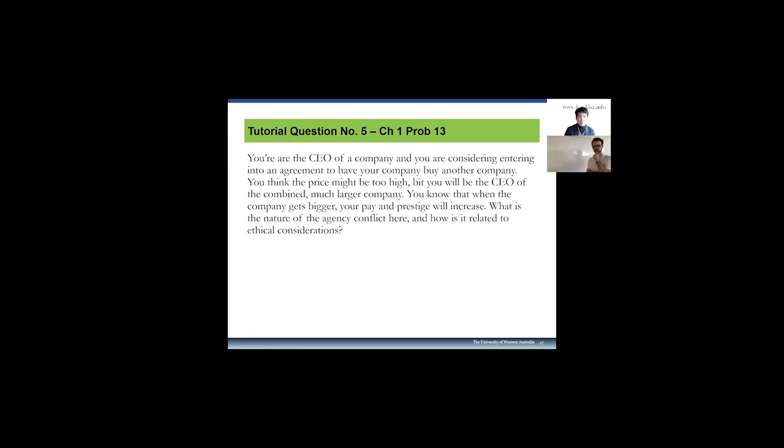Well, so we're told a few things here. One, we're told that this company wants to buy another company. And upon buying this company, it's going to become one larger company. We've got two, and it becomes one larger company. Now, what it's saying is that you as the CEO might think, if I buy this company now, I might be paying too much for it.